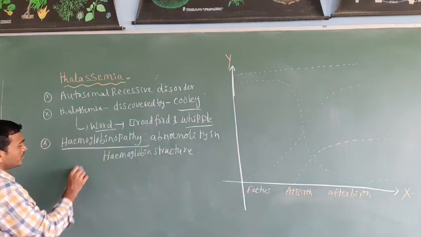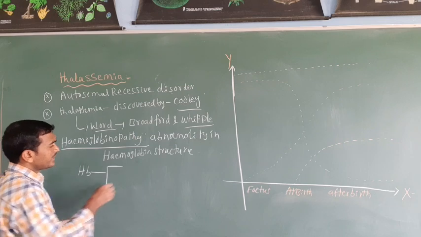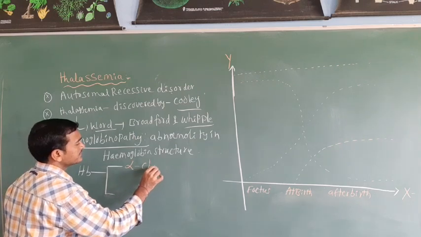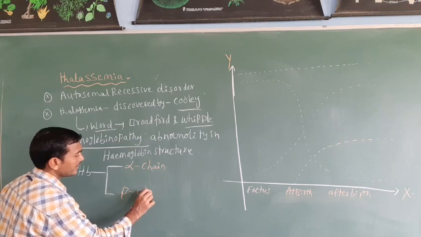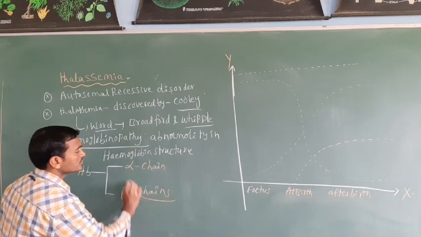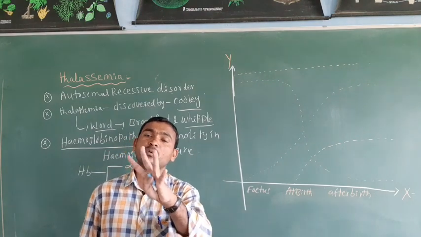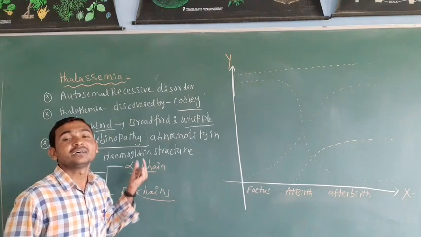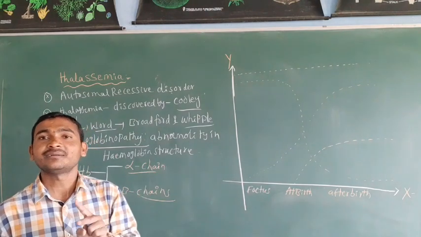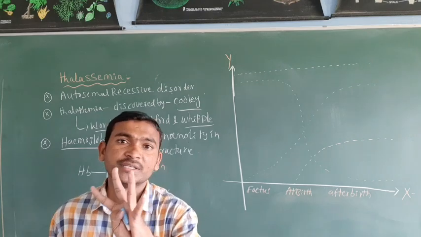How many chains does hemoglobin have? There are two types of chains: one is the alpha chain, the other is the beta chain. Most people know only these two. But actually hemoglobin has four types of chains.